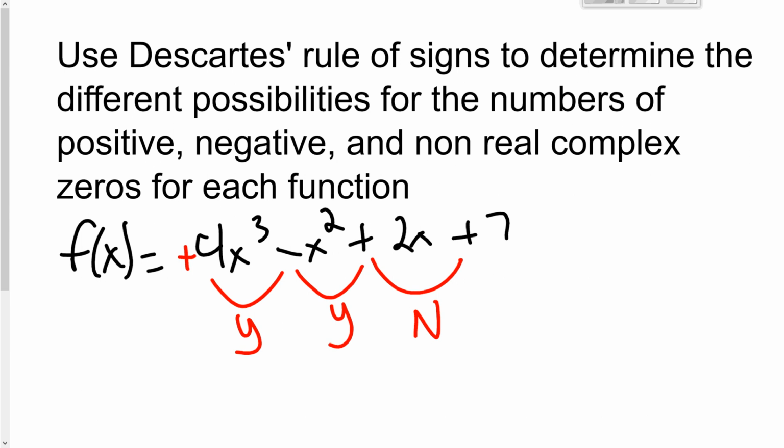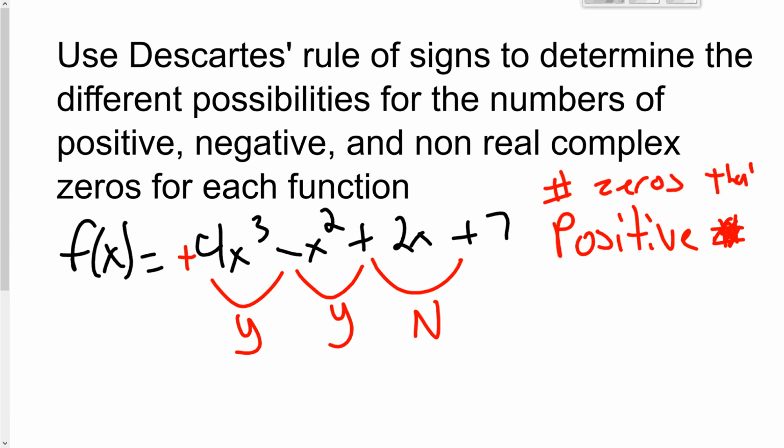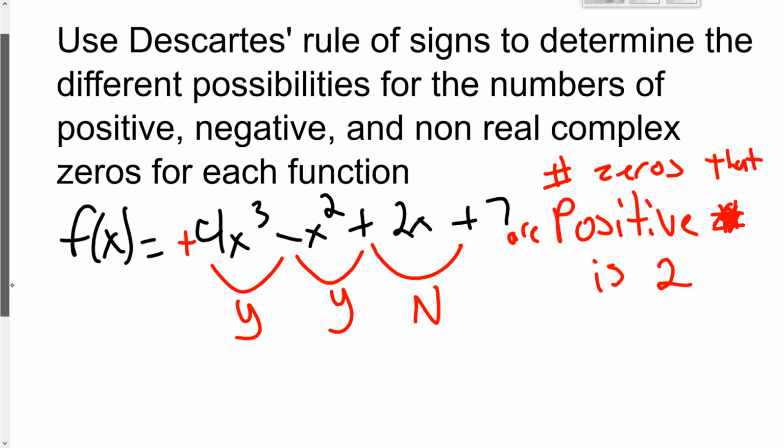And so what that tells us is the number of positive zeros, or positive solutions, will be 2. So we'll have 2 positives. That's a terrible way to write it probably.